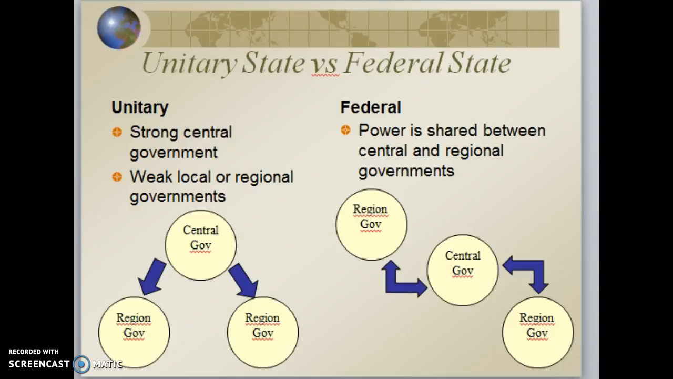This form of government is in between a confederation, where we saw that power really lies in the hands of the individual states, and on the flip side, on the left on your screen, the far end of the spectrum, a unitary state. This is where all decisions are made by the national government, and a lot of the local or regional governments are kept weak.